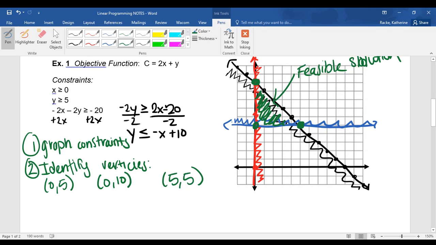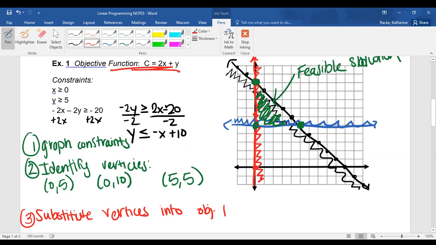Okay, so now with the vertices, I am going to substitute the vertices into the objective function. So here's our objective function right up here. So we need to see what each of those equals for C.